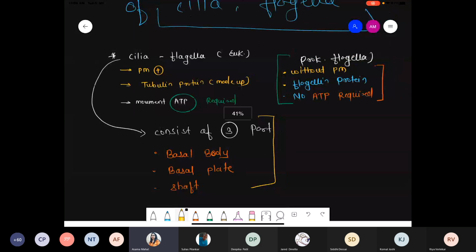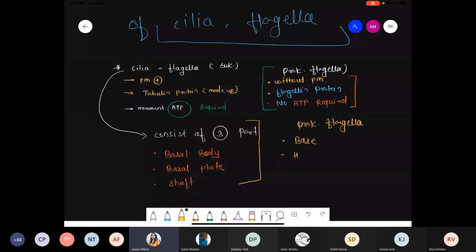But when you compare this with prokaryotic flagella, they also consist of three parts, but they are called the base, number two, the hook, and number three, the filament. So the structure may vary, but functionally they are similar. So the base is simply like the basal plate, and number two is the hook. I hope you remember, the structure is something like this.